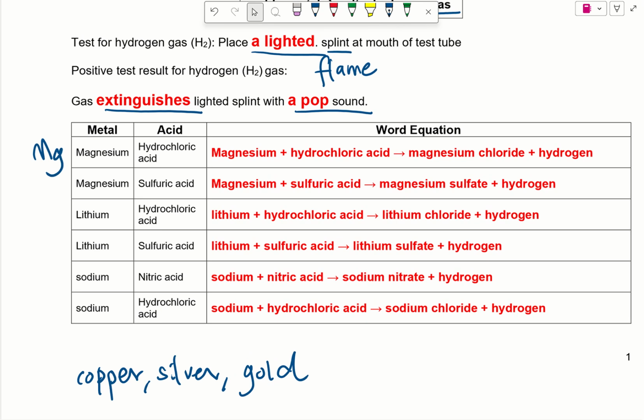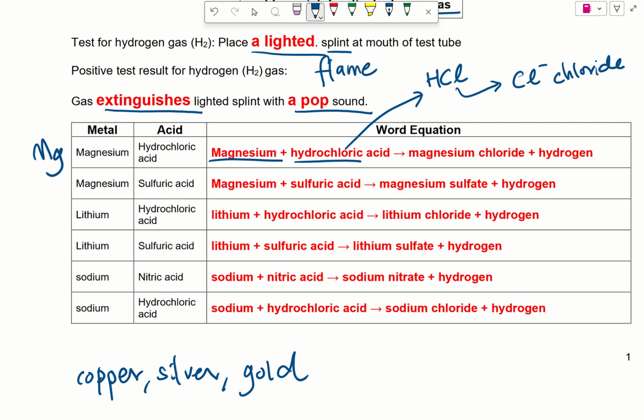And how do we name the salt? If we look at the word equation, this is magnesium plus hydrochloric acid. Hydrochloric acid is HCl, so it has this ion called chloride. The salt will take on the name of the metal added on to the chloride, which comes from the hydrochloric acid. And then there'll be hydrogen gas.